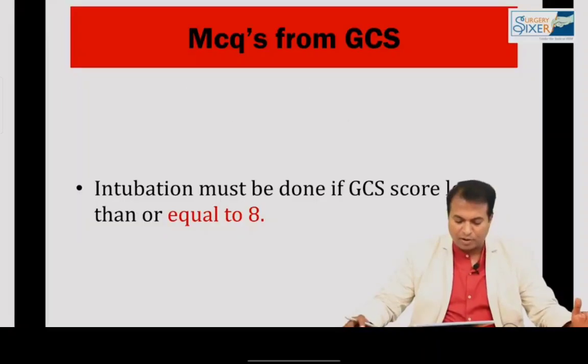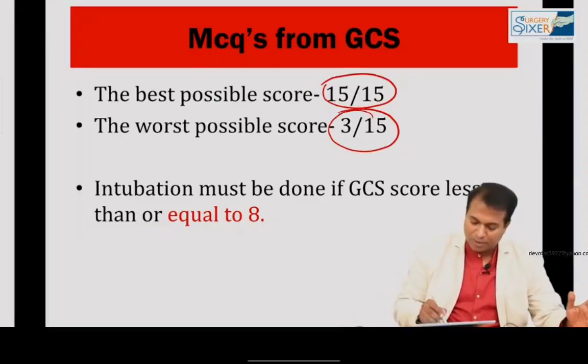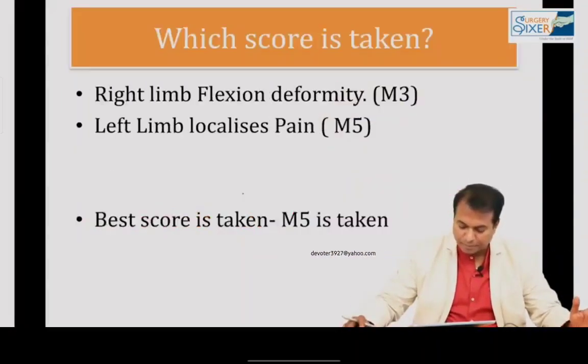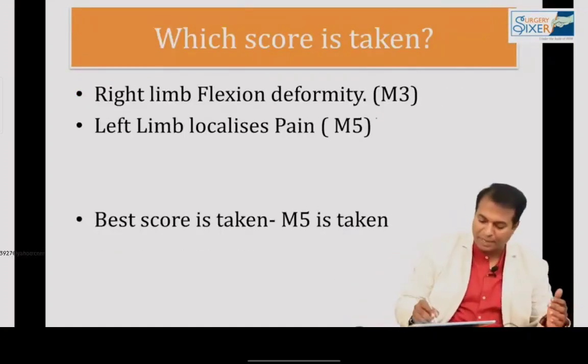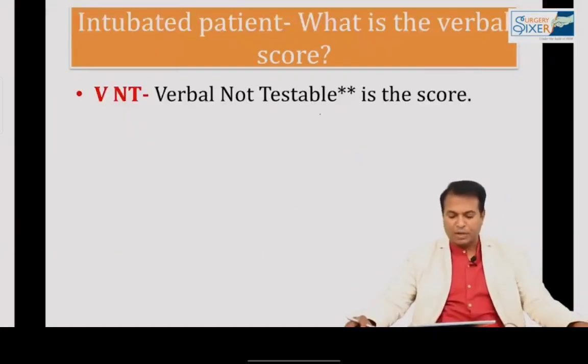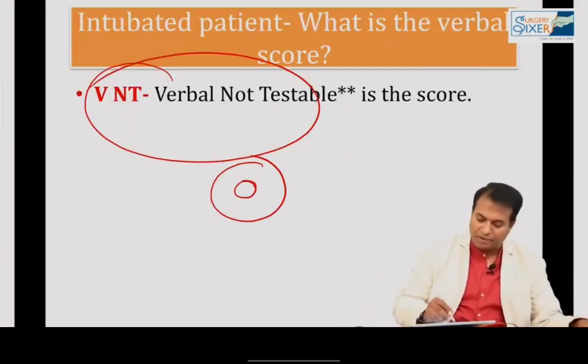And GCS, please don't forget what I told you: the best score is 15, the worst score is 3, and intubation must be done for a score less than or equal to 8. On this point, when there are two different scores in two different limbs, take the best score. The best score is taken for two different limbs. VNT is for an intubated patient, 0 points given for them.